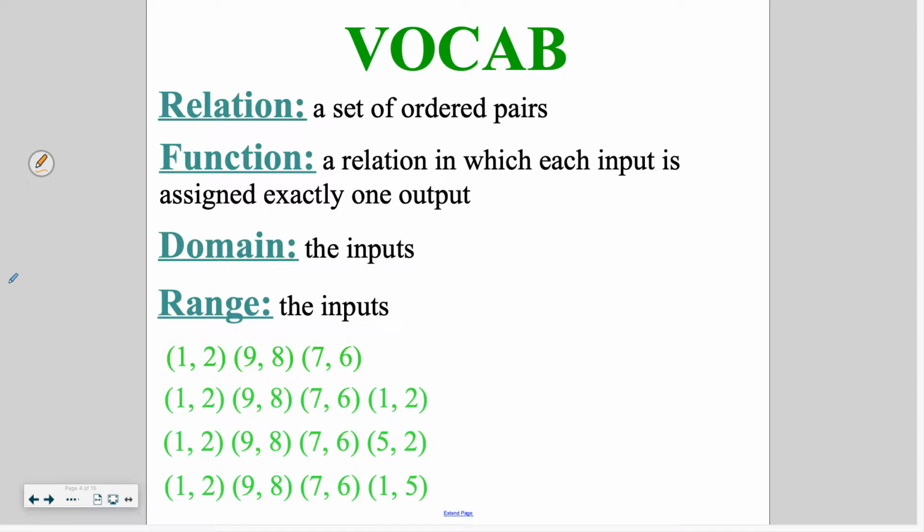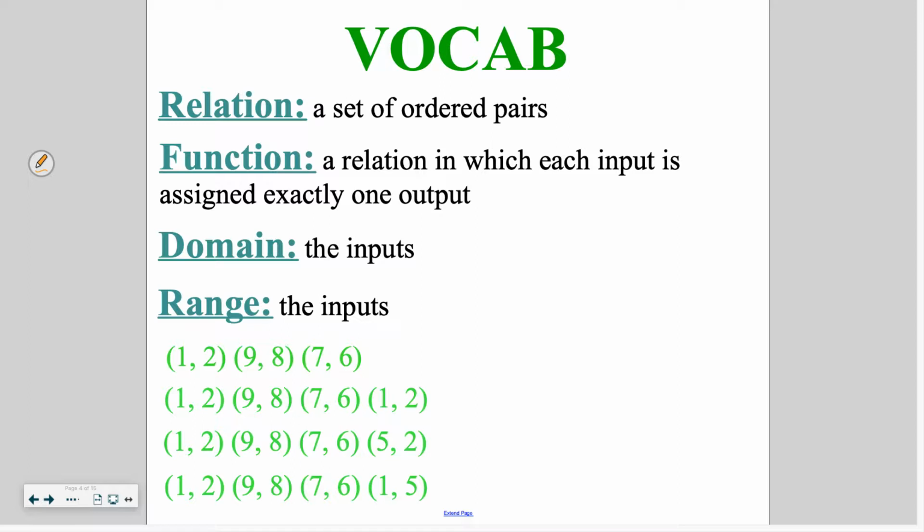So to start this lesson, it's going to be very vocabulary heavy. This is going to be important for us as we move throughout the rest of the chapter. So there is going to be a lot of vocabulary at the start of this lesson, and you're going to want to make sure you understand these concepts. If you do not, please make sure you are asking questions when you get to class so that I can clarify things for you, because it is very important that we understand these terms.